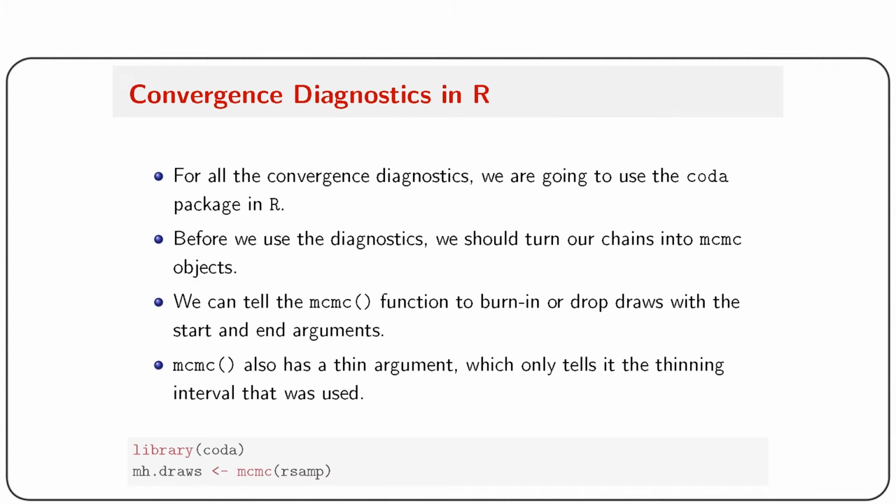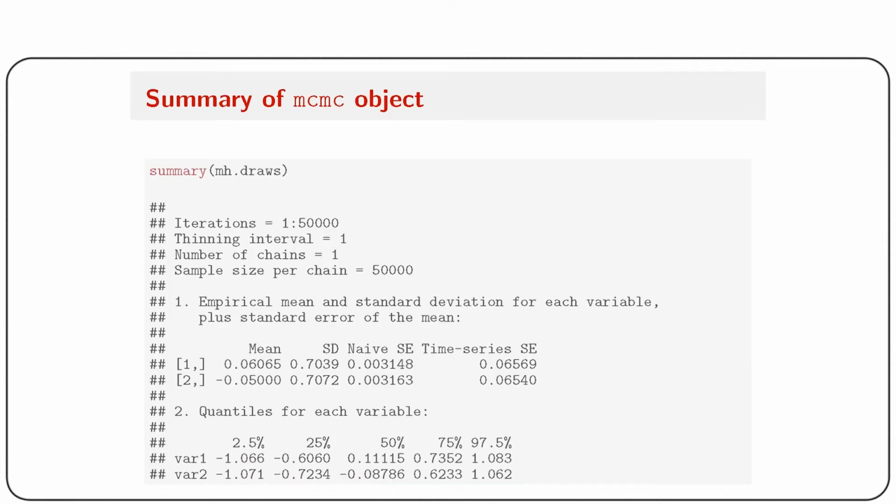So here the R sample that I have generated, the multivariate random walk Metropolis, should be passed through mcmc. Then it will be converted into an MCMC object. So now say mh.draws equals mcmc of R sample. Now our sample has become an MCMC object in the mh.draws variable. Now we can see the summary of mh.draws. Just write summary and pass the mh.draws object. It will give you the summary of the sample that you have: the mean of the two variables that you generated, the standard deviation, the naive standard error, the time series standard error, etc.